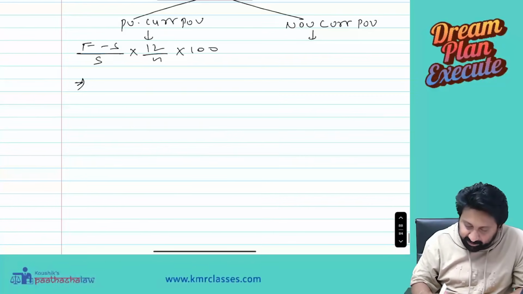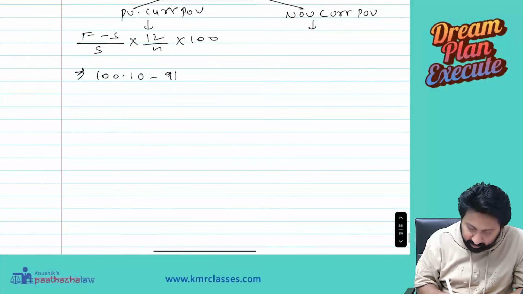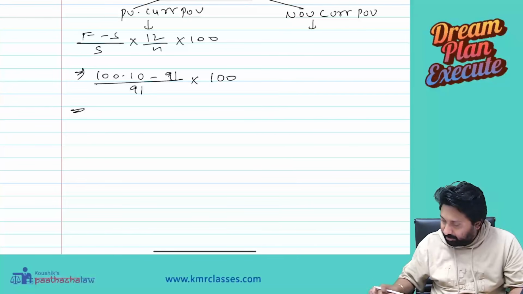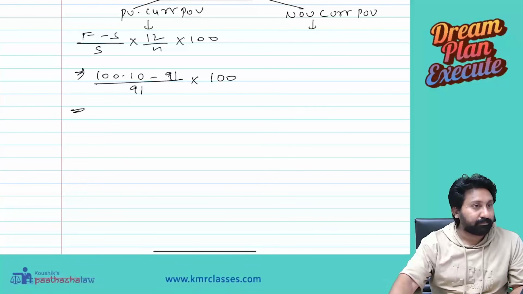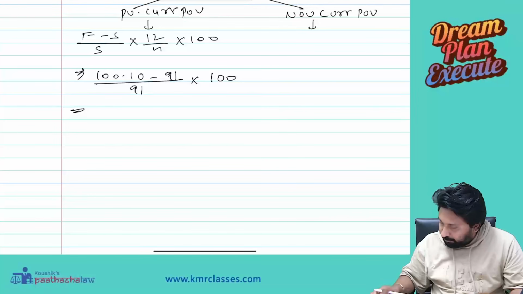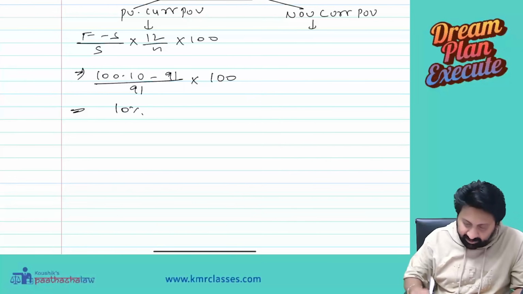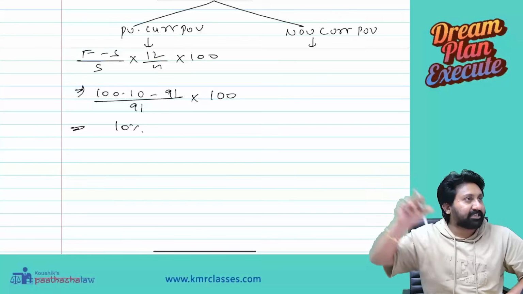F is the forward rate: 100.10, spot 91, divided by 91 into 12 by 12, which means 1, into 100. So 100.1 minus 91, whole divided by 91, into 100. See there. How much? 10%. This is how this 10% is calculated. So there is an appreciation by 10%.